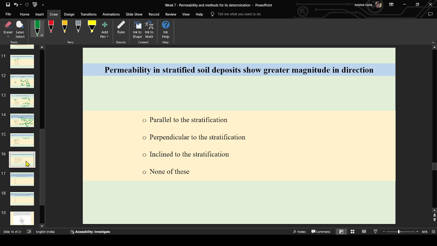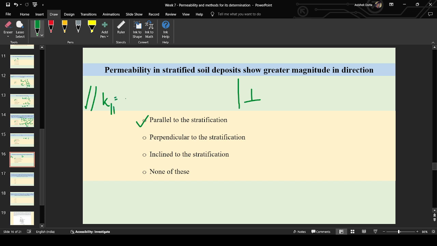Permeability in stratified deposits shows greater magnitude in which direction? Parallel to the stratification. Yes. Why? Because the grain arrangement is in such a way that, okay, soil mechanics is fine, but try to explain this numerically.